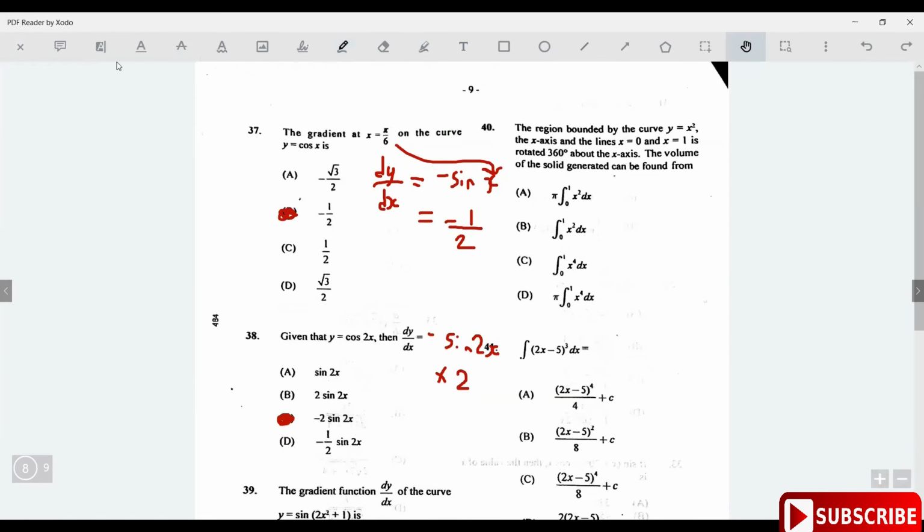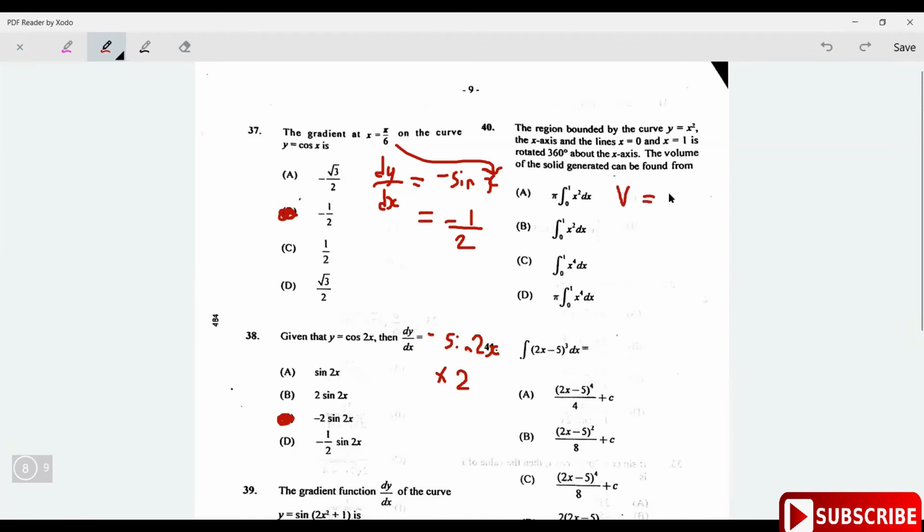Question 40 says the region bounded by the curve y equals x squared, the x-axis and the lines x equals 0 and x equals 1. What is the volume generated? So the volume, remember, is equal to pi times the integral of y squared dx. So we're just looking for y squared. Now, if y is x squared, y squared is x to the 4, which is this. So it's option D. Nice.